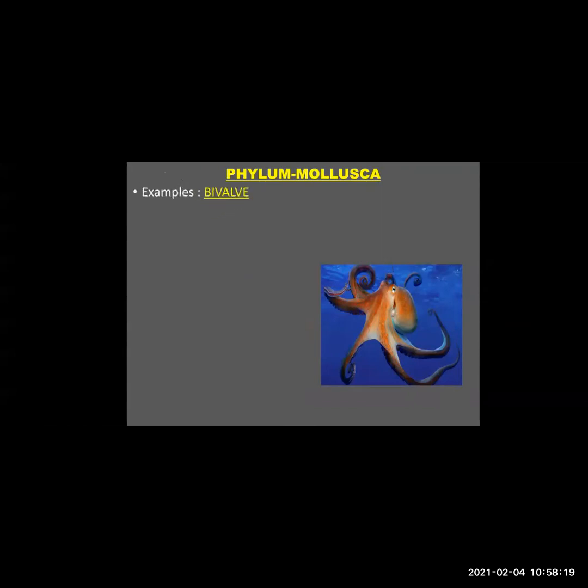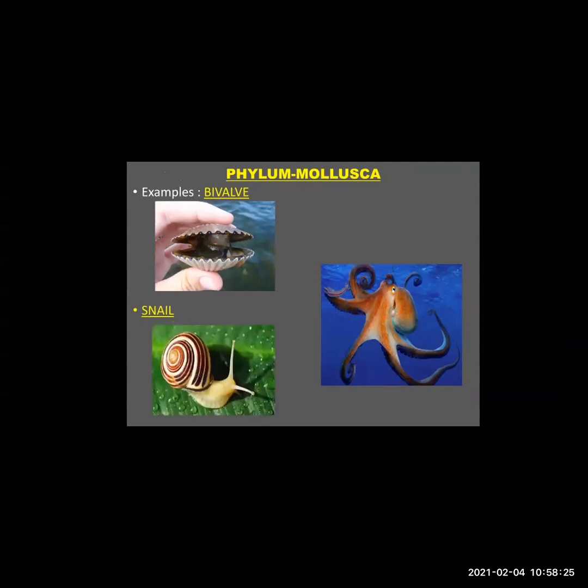Now some examples of phylum Mollusca. The examples are bivalve, you can look into the picture, and snail. You are all very well aware of snail, isn't it? Then even octopus. Octopus is one of the most clever animals among all the non-chordates. We are studying about non-chordates, isn't it? Octopus is one of the cleverest animals of this kingdom. One of its important features is that it can change its color also. It can camouflage according to the situation.